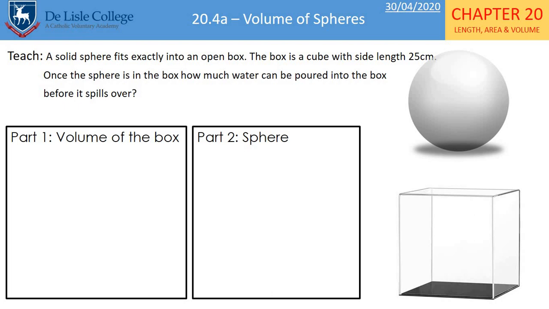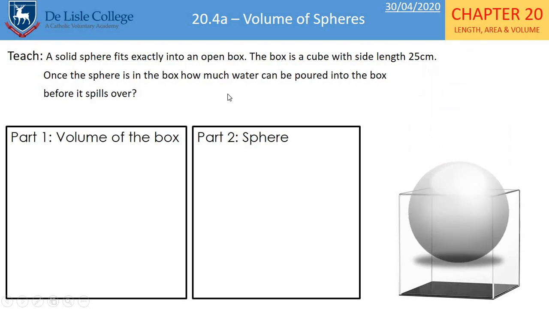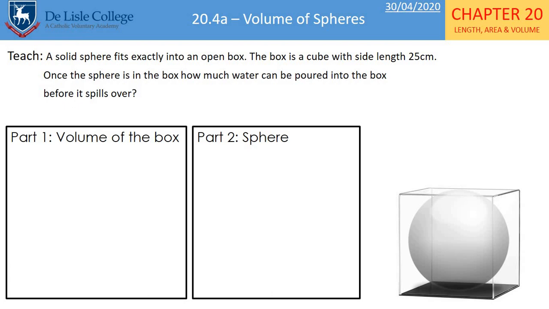A solid sphere, here it is, fits exactly into an open box. Okay, there we go. The box is a cube with side length of 25 centimetres. Just have a think about what you now know about the dimensions of this box. If it's a cube of side length 25, we should know that means all of the dimensions are 25. That's really helpful.